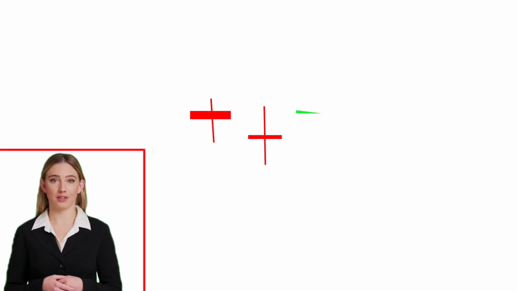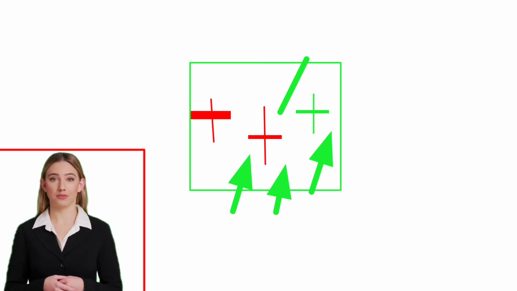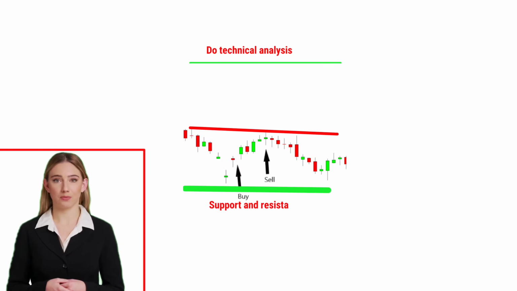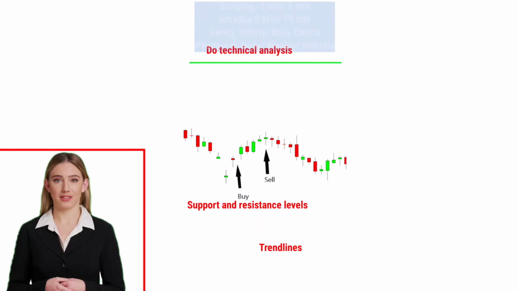The tri-star pattern is a strong indication that the market may be changing direction. Traders look for confirmation through other technical analysis indicators such as support and resistance levels, trend lines, and volume.